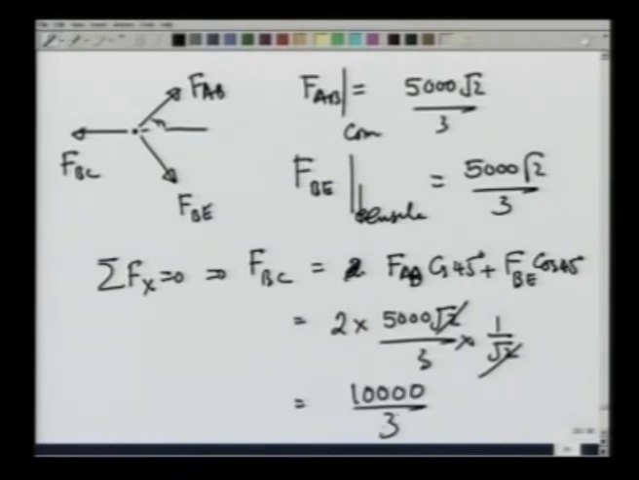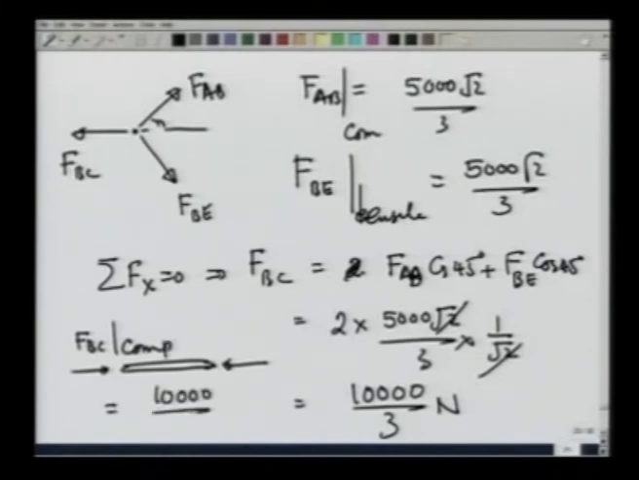10,000 over 3 newtons. And since the pin is being pushed out, the pin will push the rod in, and therefore, on the rod the force FBC is compressive, and this is of the magnitude 10,000 over 3 newtons. So, now we have found forces. Let us make this truss again.